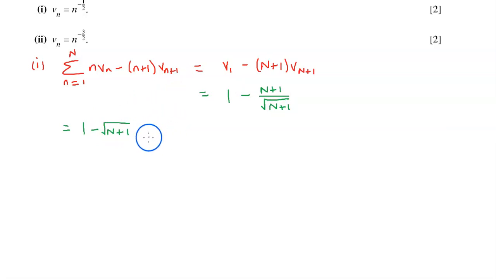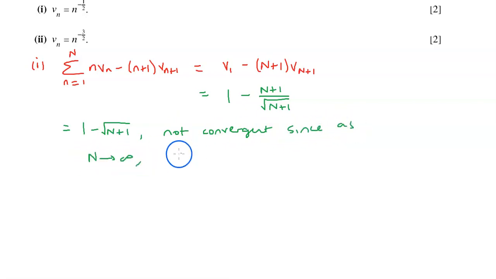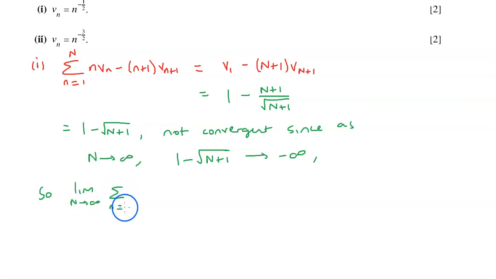And so this is not convergent, since as N tends to infinity, 1 minus the square root of N plus 1 tends towards negative infinity. So the limit as N tends to infinity of the sum from n equals 1 to N of Un does not exist.